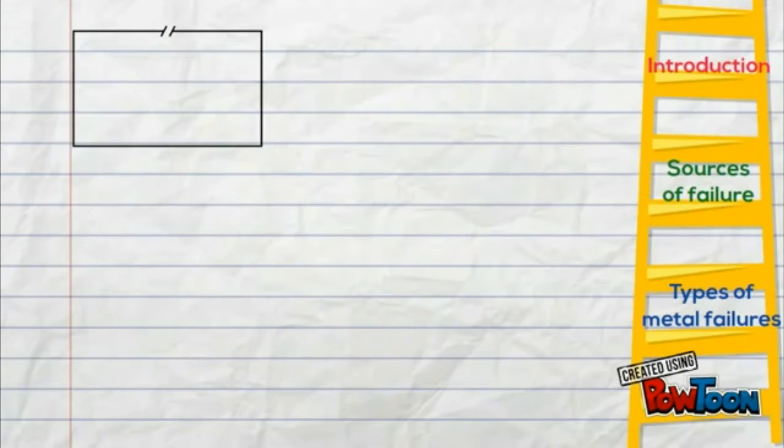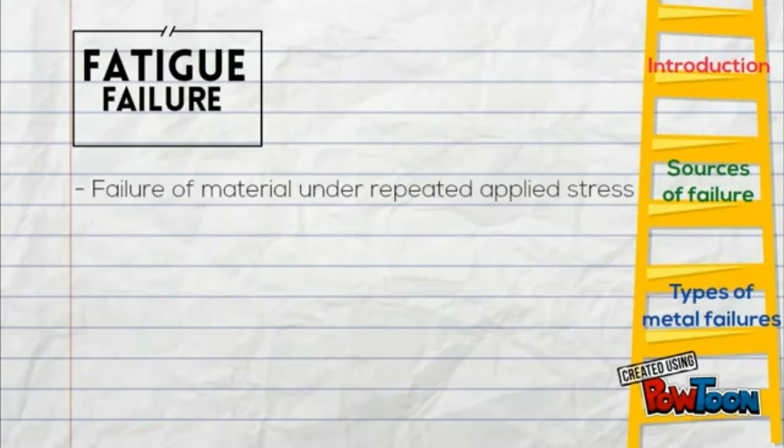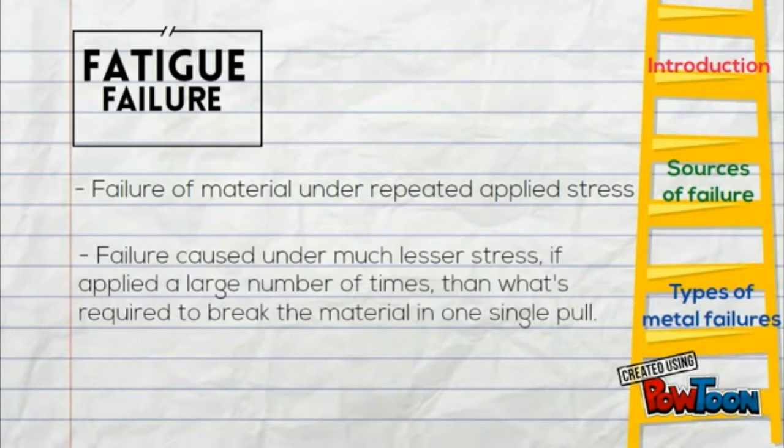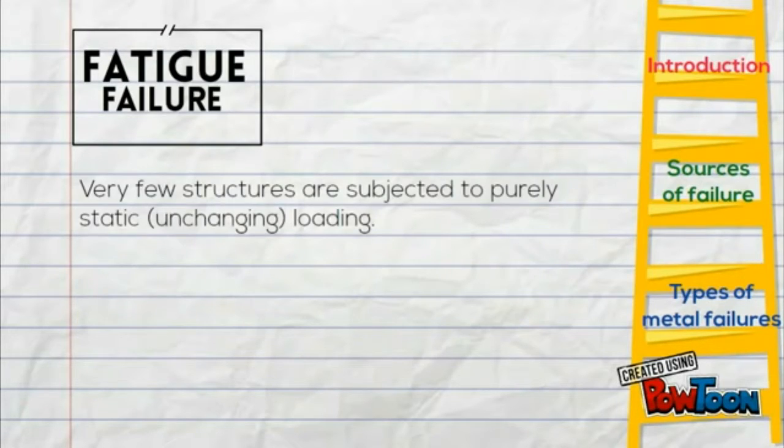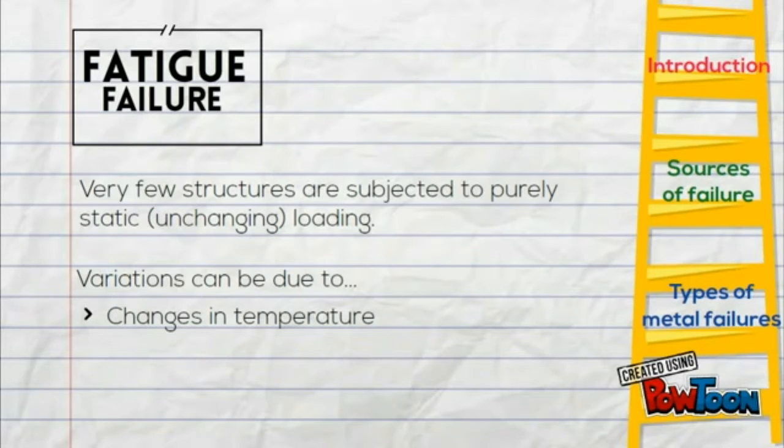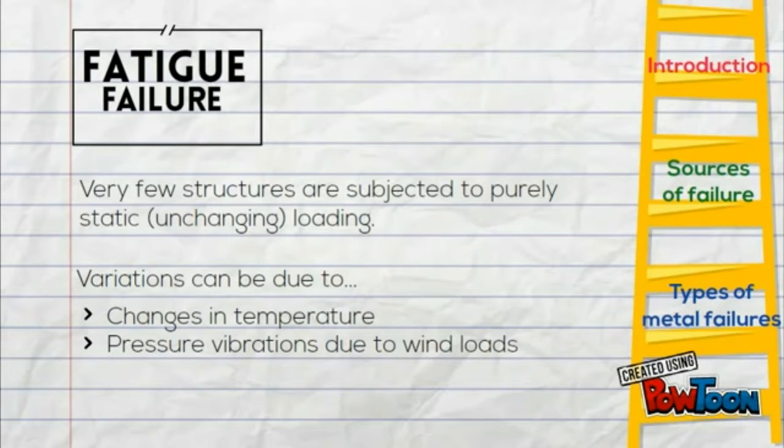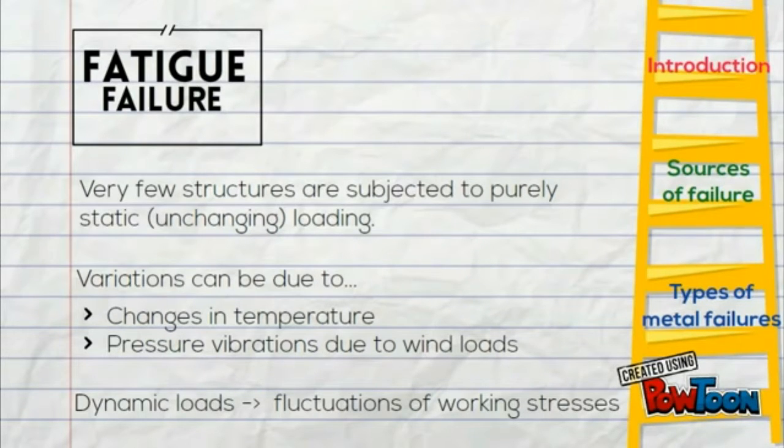And the next type of failure is fatigue failure. Fatigue failure is failure of material under repeated applied stress. The stress required to cause failure, if applied a large number of times, is much less than that required to break a material in a single pull. Very few structures in service are subjected to purely static loading. Variations usually occur in live load during operation due to a change in temperature or the pressure vibrations due to wind load. Dynamic loads in machinery will give rise to fluctuations of the working stresses in the structure.